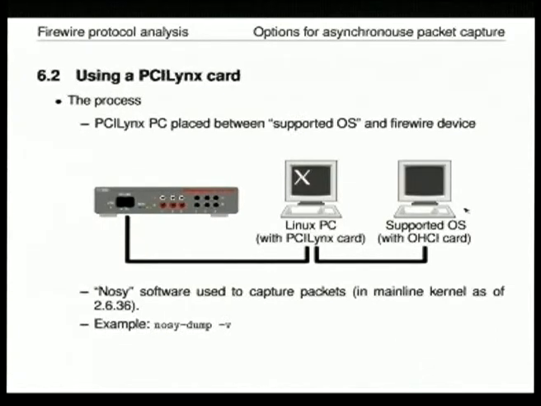The second example, and this is the one I very much prefer, is using the PCI links card. The process is summarised by the diagram on the screen. We have our so-called supported operating system on one computer. It's daisy chained to the device via a Linux PC running a PCI links card, which implies that the PCI links card you use must have at least two ports, which unfortunately some card bus variants don't.